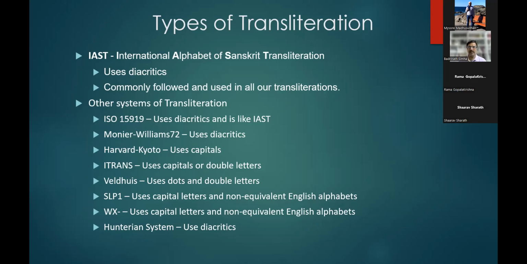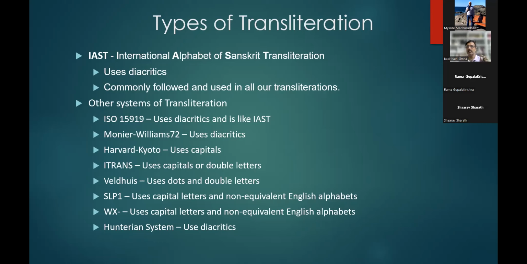There are other transliteration methods. Some of them will use capitals for Mahaprana. Some of them will use double alphabets, like II to indicate I, EE to indicate EE. So there will be double alphabets used in some other systems.